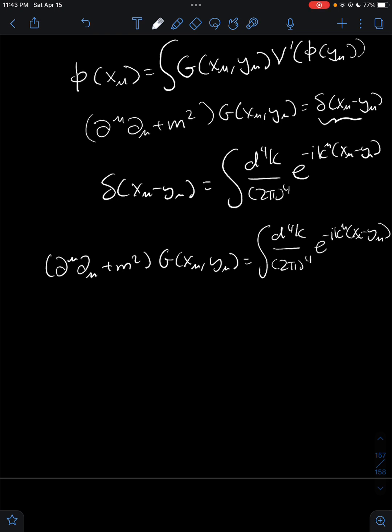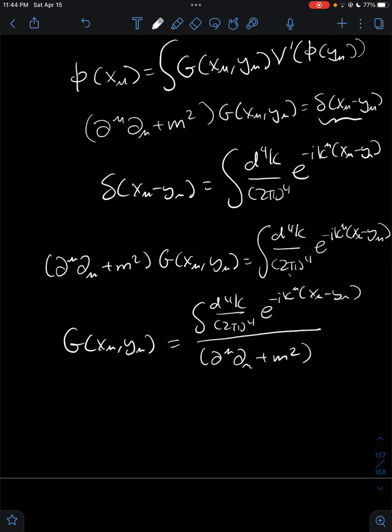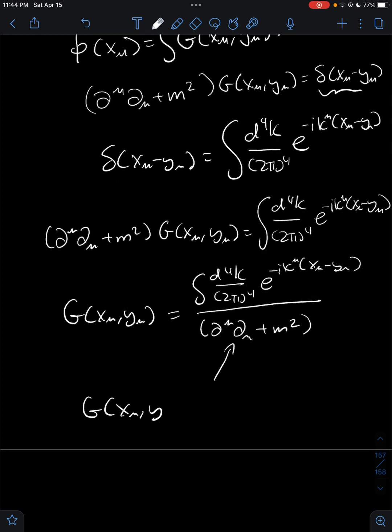So we have this equation over here, and on the right hand side we have this integral. So we want to find out what g of x^μ, y^μ is going to be. We can kind of think of it as being equal to this over here divided by this term, right? Think of it as being this, since this would cancel out with this over here to give us the delta function. But we can't say that it's equal to this over here because it would be an operator, since this is an operator over here. So this isn't quite right. But we know that it probably will contain this term right over here in some form. So g of x^μ, y^μ will be proportional to this right over here.